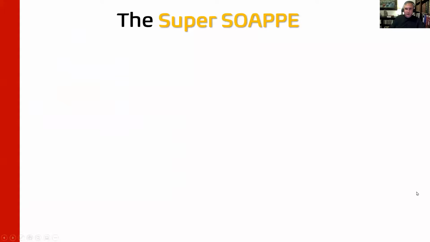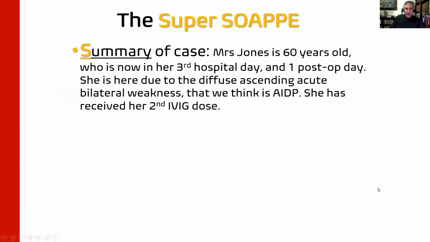So what would something like this look like? Well, for example, Mrs. Jones is a 60-year-old who is now in her third hospital day, the first day post-op. She's here due to diffuse ascending acute bilateral weakness, and we think it is AIDP. She has received her second IVIG dose.